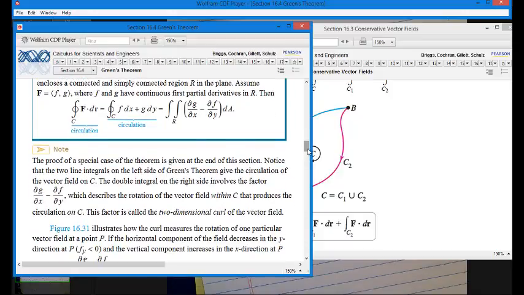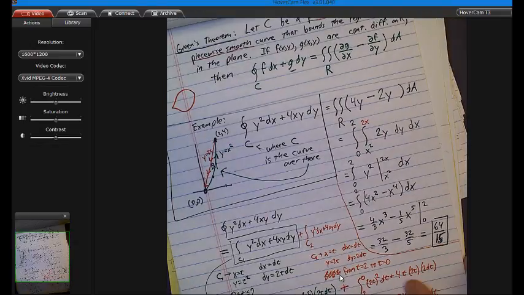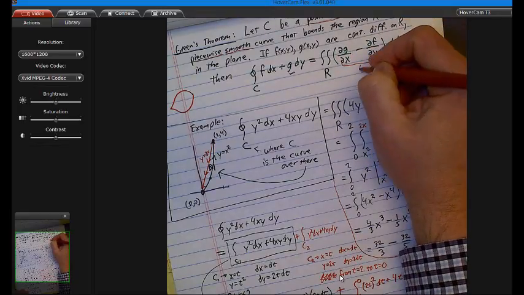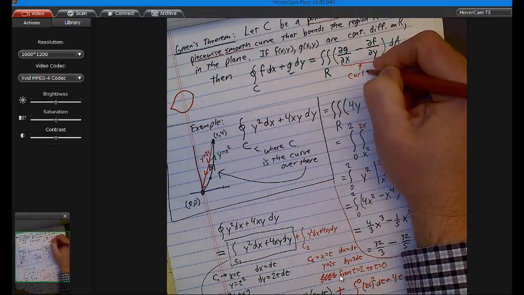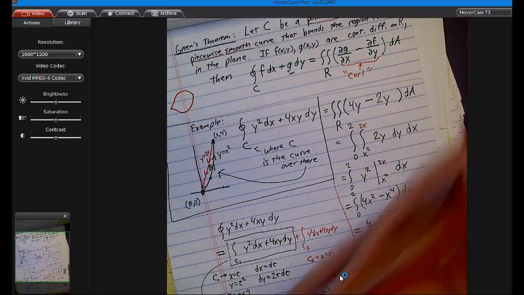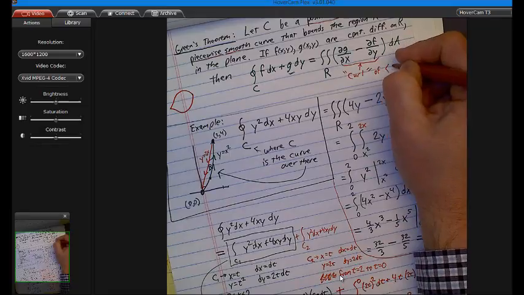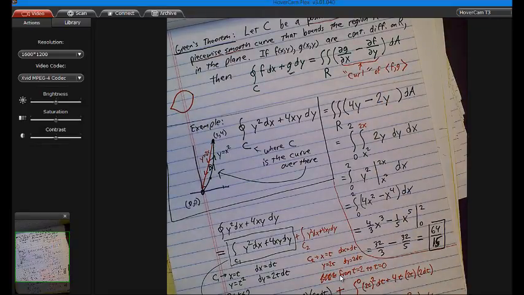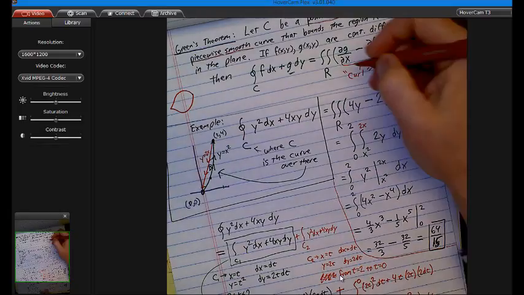Oh, yeah, the two-dimensional curl. I should have mentioned that. Let me put that on your notes. This quantity right here, this is called the curl. The curl of, well, I guess it would be f and g. Now, this is a 2D version.